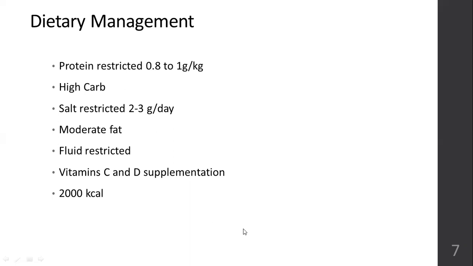In some severe cases, the patient will not be able to take more than 2000 kilocalories, but a minimum of 2000 kilocalories should be maintained with a high carbohydrate diet.